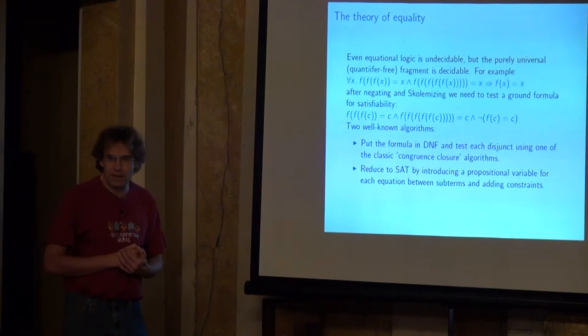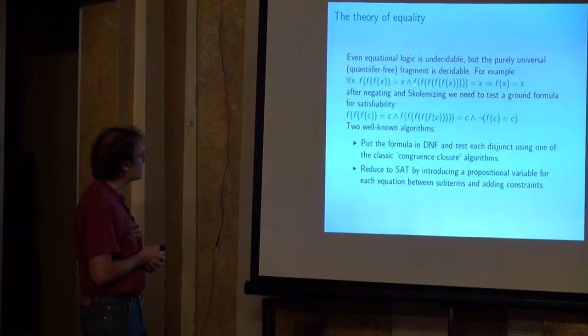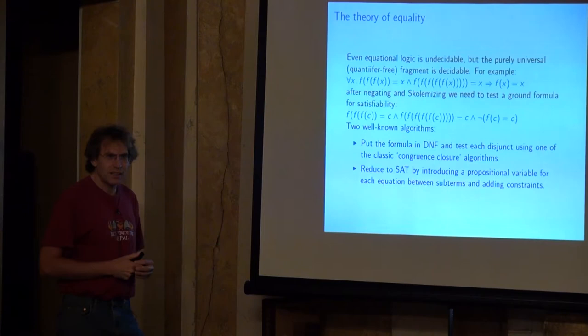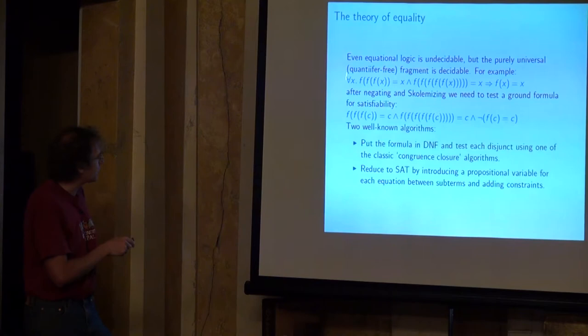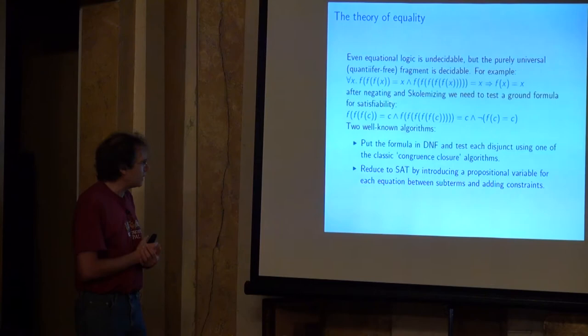So it's maybe not immediately obvious at first sight whether that is true, because if that's true, then that collapses to f of x equals x. And then we can use that to rewrite that one into f of x and so on. And so it gets a bit mind-bending in complicated examples. But anyway, after negating and Skolemizing, then basically you just need to test a ground formula for satisfiability. And there are two quite well-known algorithms for this.